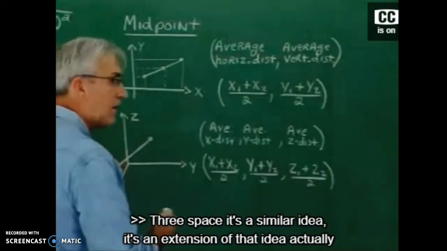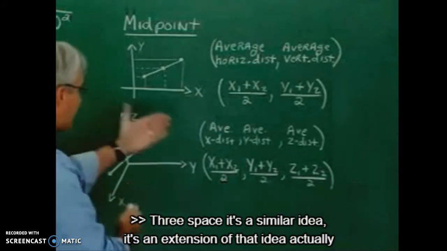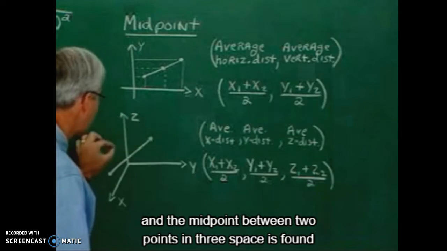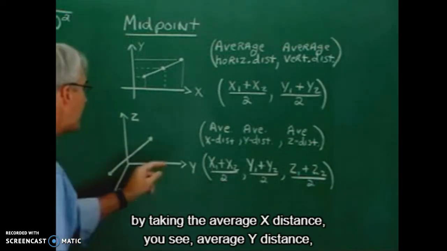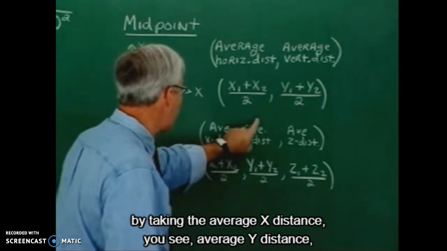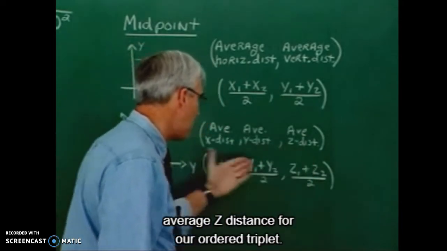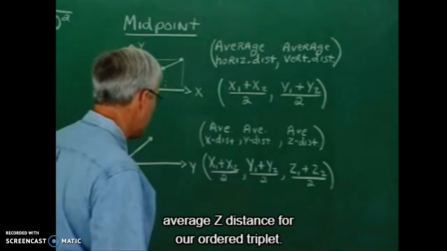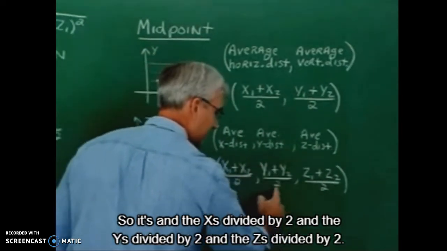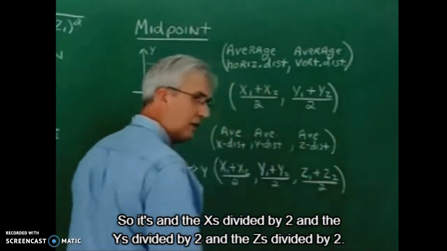In 3 space, the midpoint is a similar idea. It's an extension of that idea, actually. And the midpoint between 2 points in 3 space is found by taking the average x distance, you see, average y distance, average z distance for our ordered triplet. So it's add the x's, divide by 2, add the y's, divide by 2, add the z's, divide by 2.